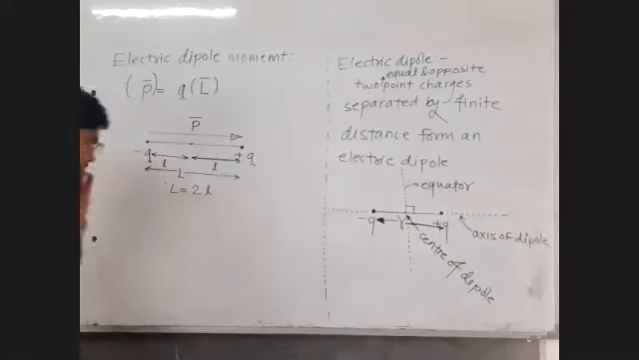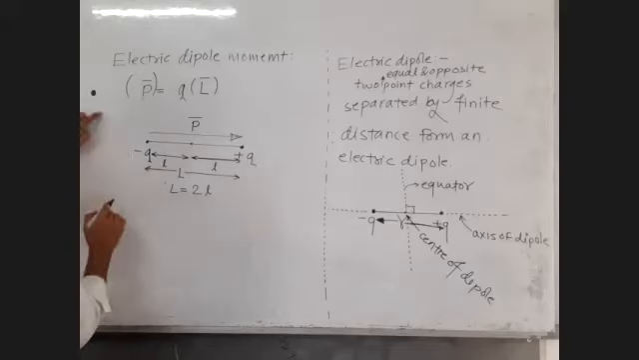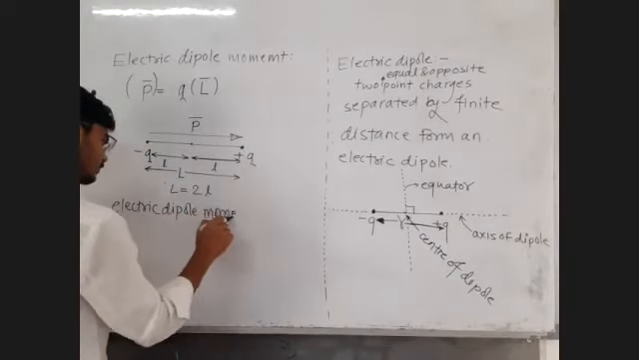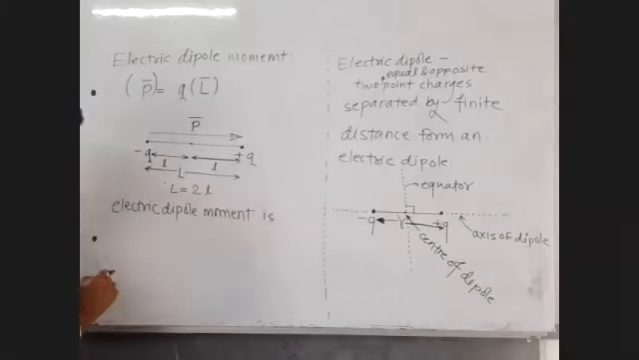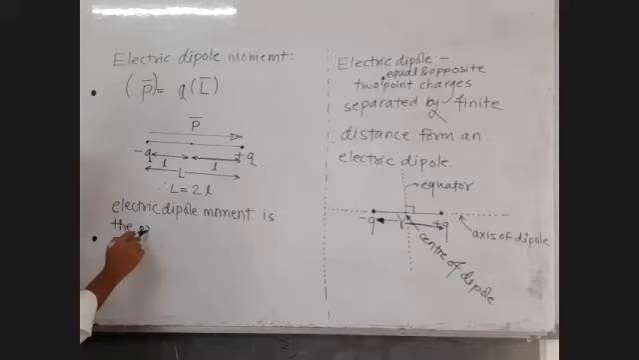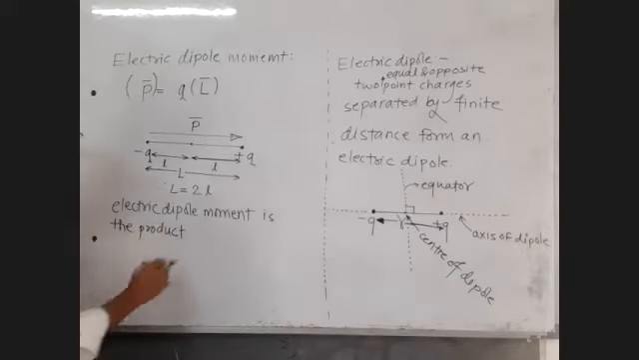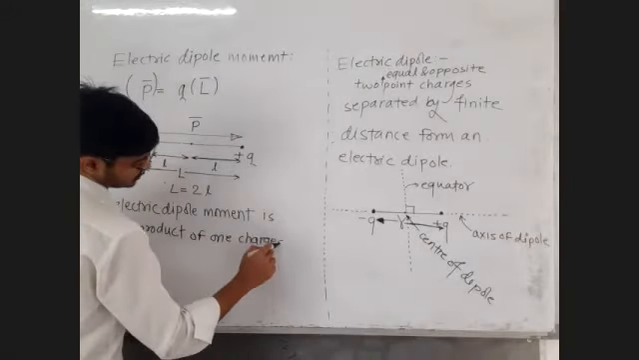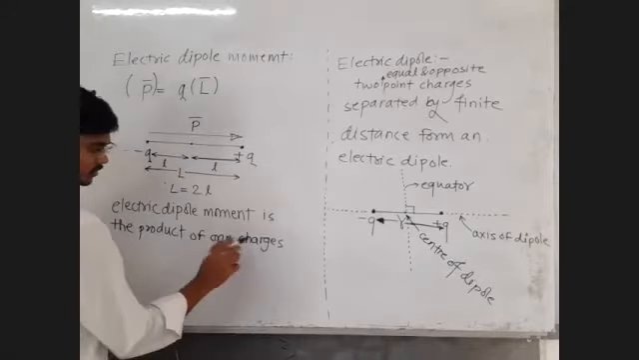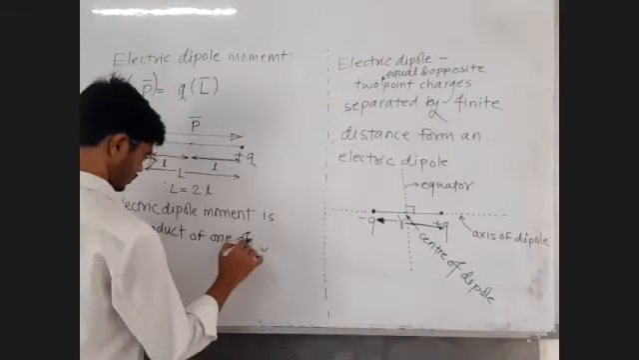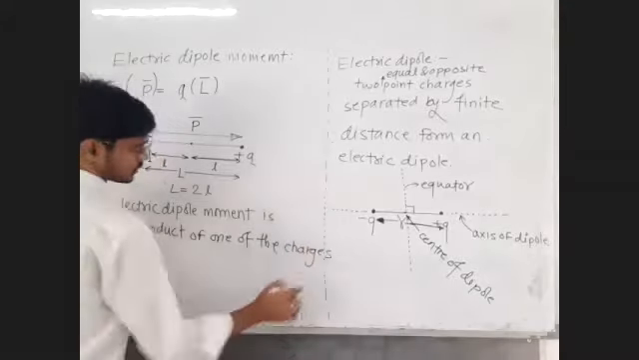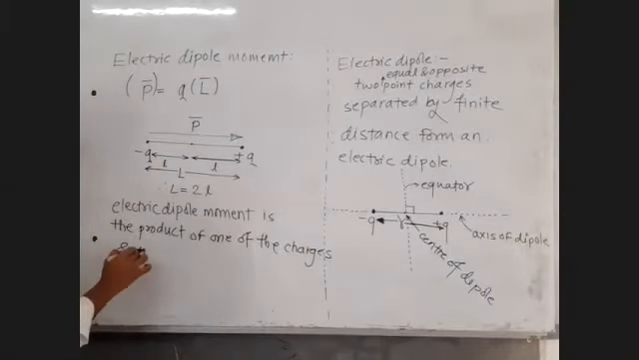Okay, so let us write the definition. Electric dipole moment is the product of one of the charges, one of the two, and the distance between them.